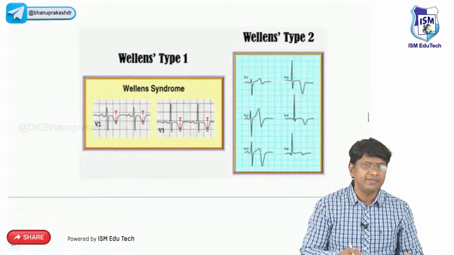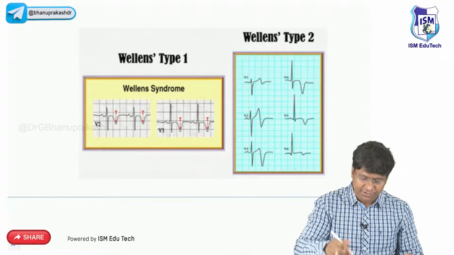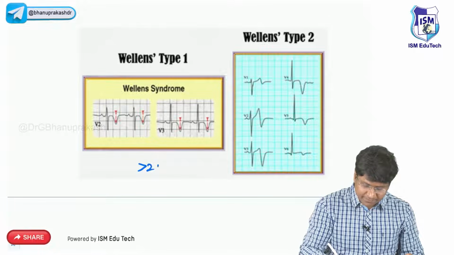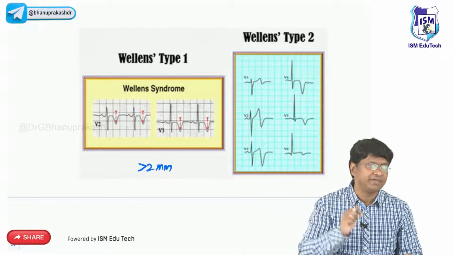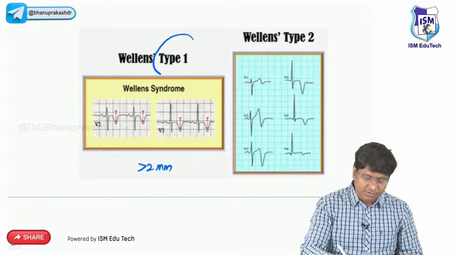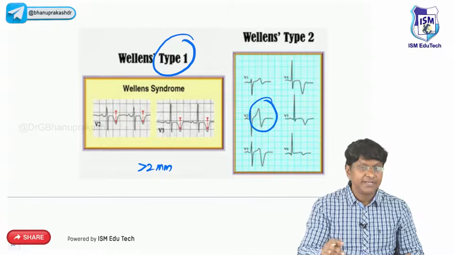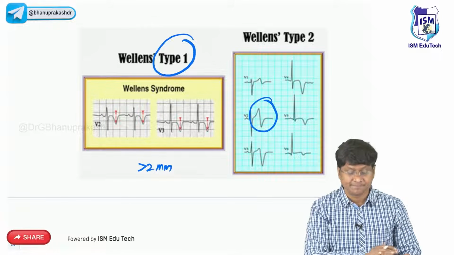And that particular T wave inversion will be a deep T wave inversion of more than 2 mm in the precordial leads. That is, from V1 to V3 you have deep T wave inversion. That is your type 1 Wellens. Whereas type 2 Wellens is what? Where you have biphasic T wave inversion.